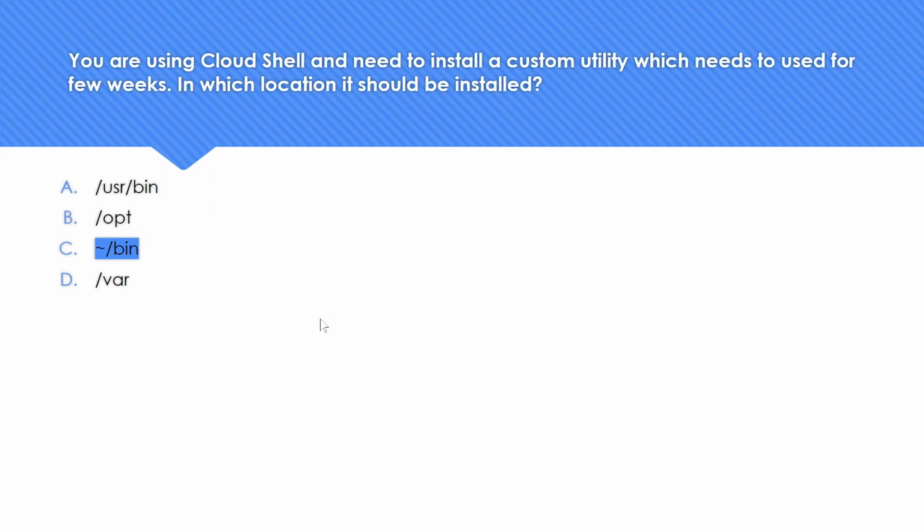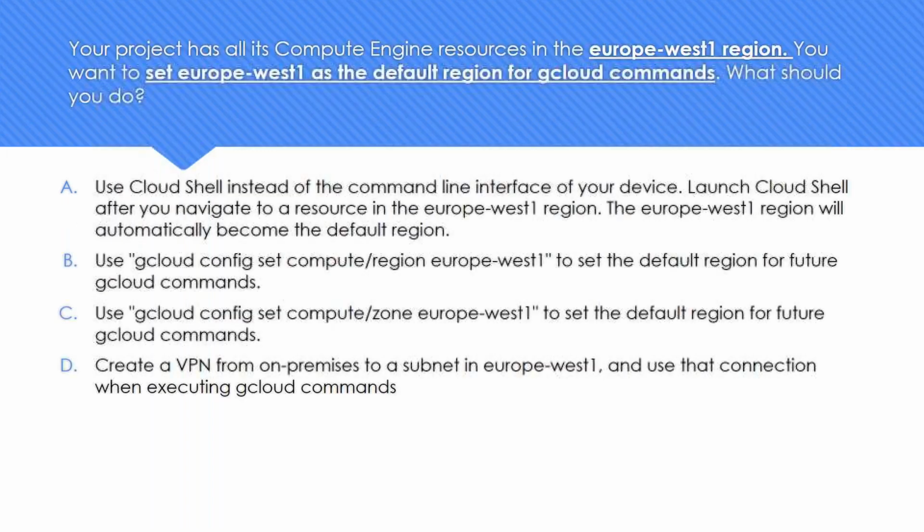Now let's go to the next question. Your project has all its Compute Engine resources in Europe west 1, basically London, Belgium if I'm not wrong. You want to set Europe west 1 as the default region for all gcloud commands. What should you do now, folks? Just wanted to give you a small hint to make you focus on a specific keyword. In some of the questions I would have made it bold or underlined it, just to indicate these are important keywords which you should focus on. Go for it, folks. 2 minutes.